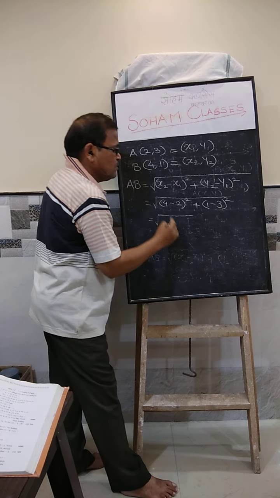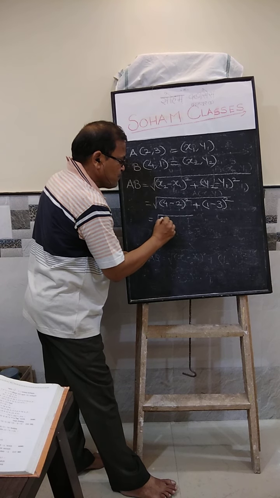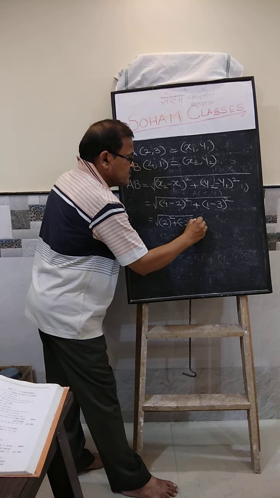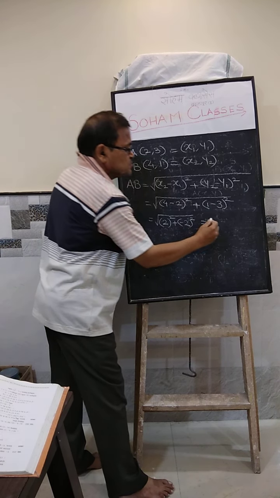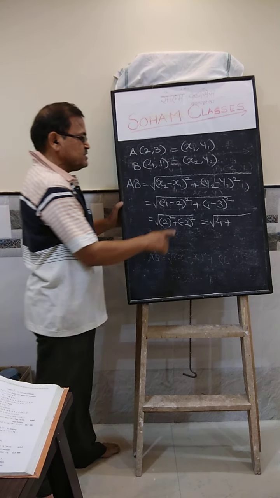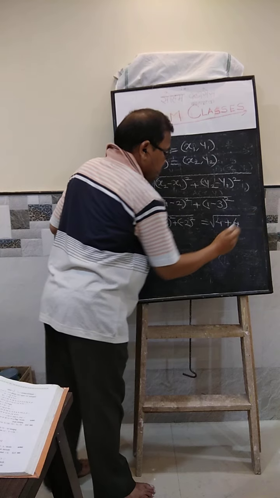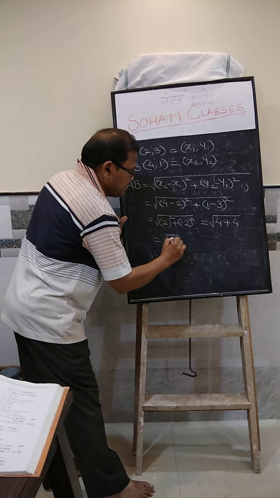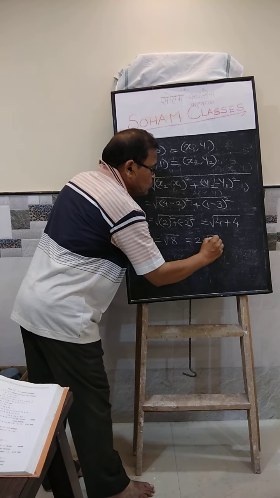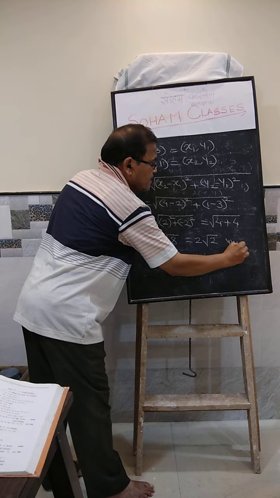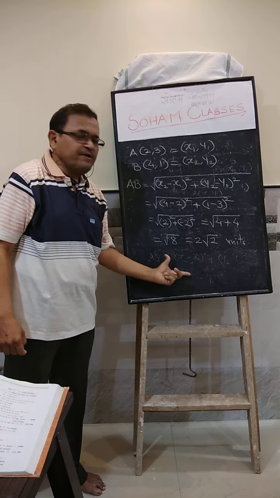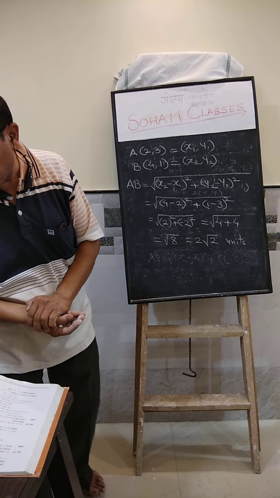So we get (4 minus 2), 2 square, plus (1 minus 3), minus 2 square. Then the square of 2 is 4, and the square of minus 2 is also plus 4. This is equal to under root 8, or 2 root 2. In the same way, we have to find the distance between the other points.